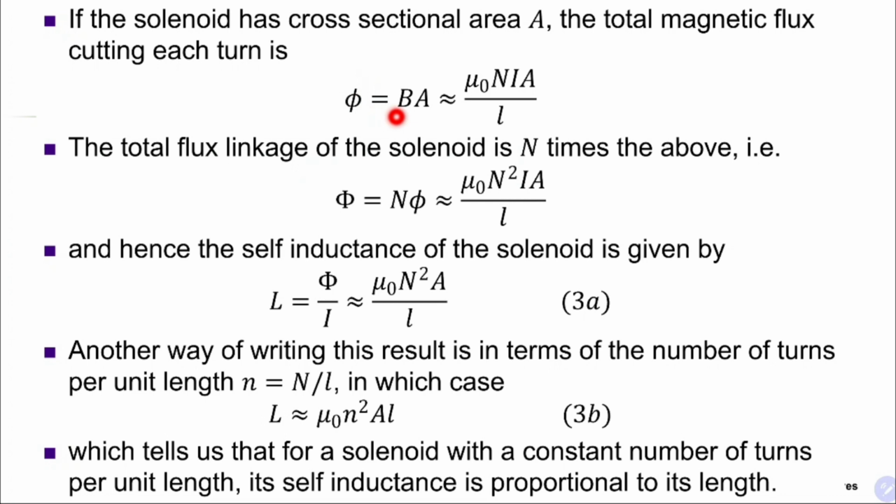So our flux will be B times A, which is mu naught n times I times A over L, and then our solenoid has N turns of coil, so the flux linkage will be N times this phi here, and we end up with mu naught n squared I times A over L. And then divide this by the current to give you the self-inductance. Okay, so the self-inductance will be mu naught n squared times A over L.